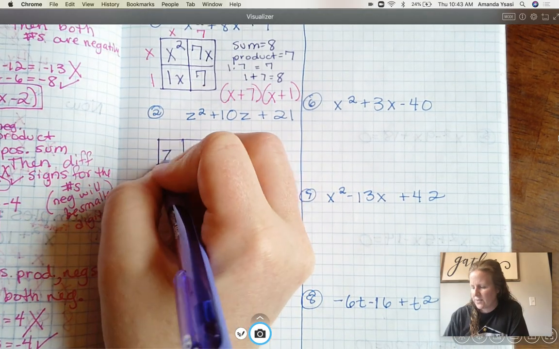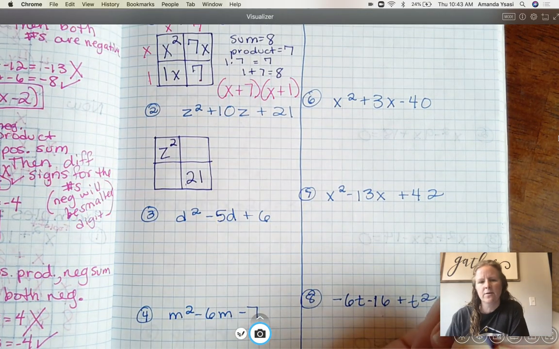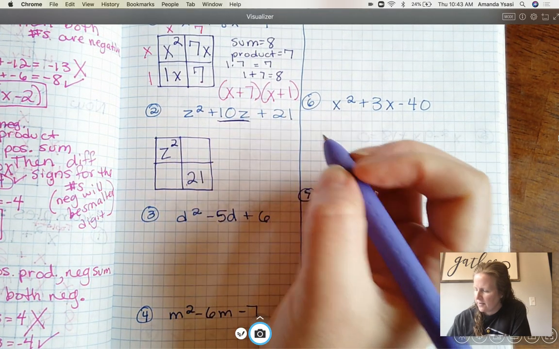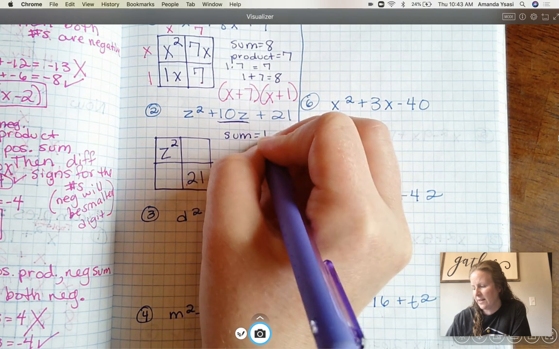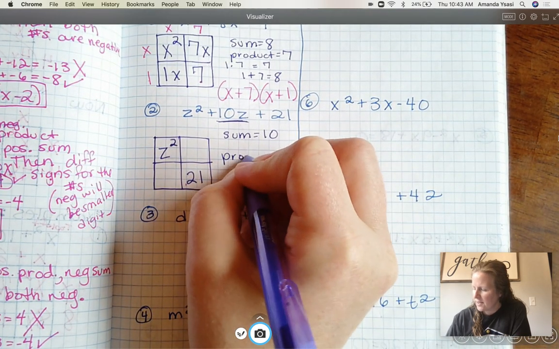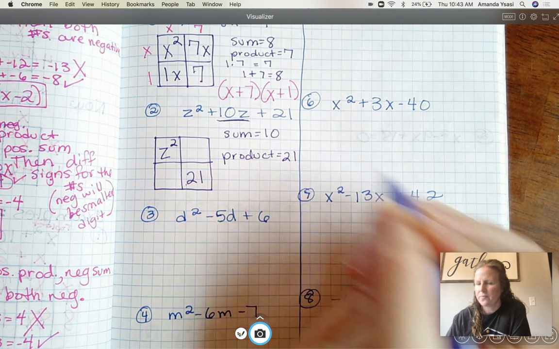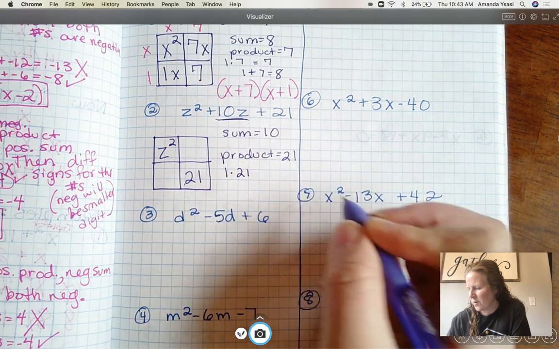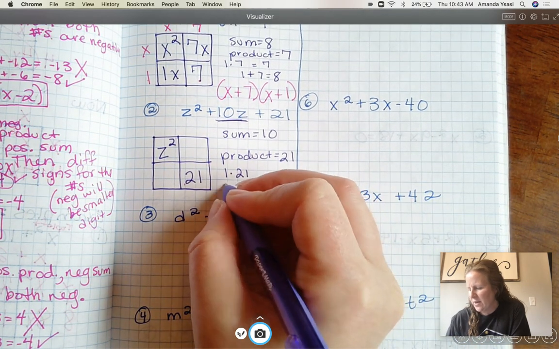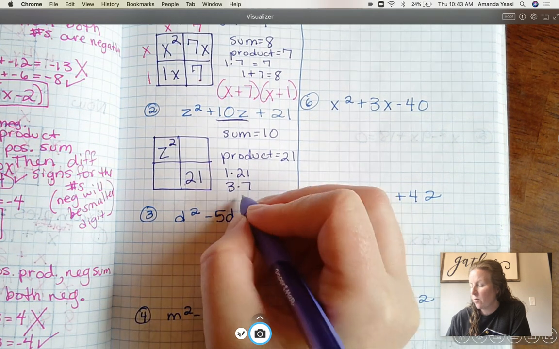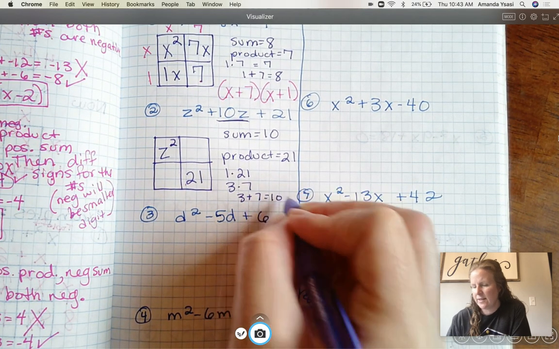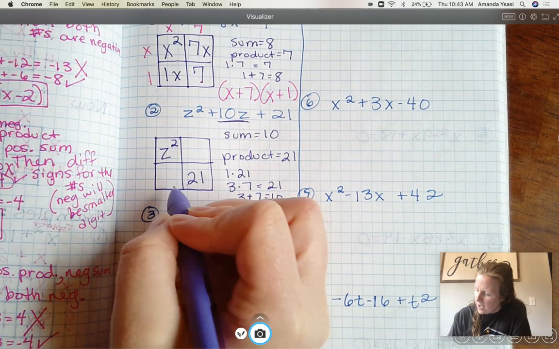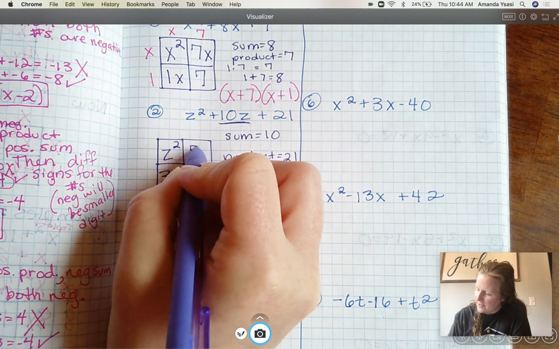Okay, so we have z squared here, we have 21 here, and then we have to find a sum of the middle term, so sum of 10, and a product of 21. Okay, so let's think about what makes 21. 1 times 21, well, if we add that, that's going to be 22, so that's not right. 3 times 7. What is 3 plus 7? That is 10. Okay, so those are our two numbers. So we have 3z and 7z.